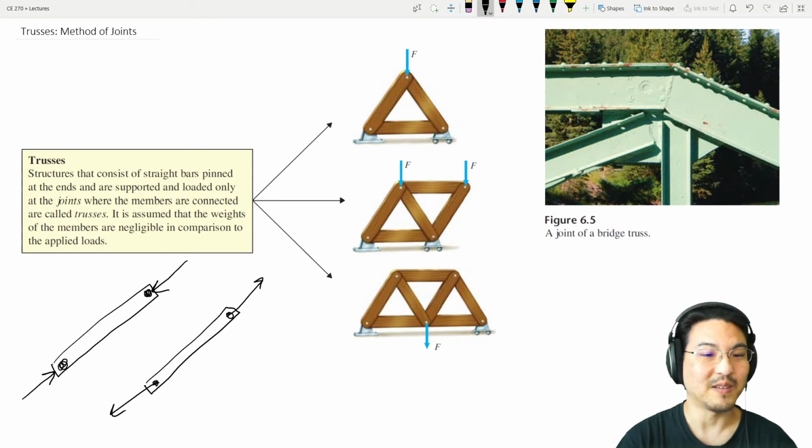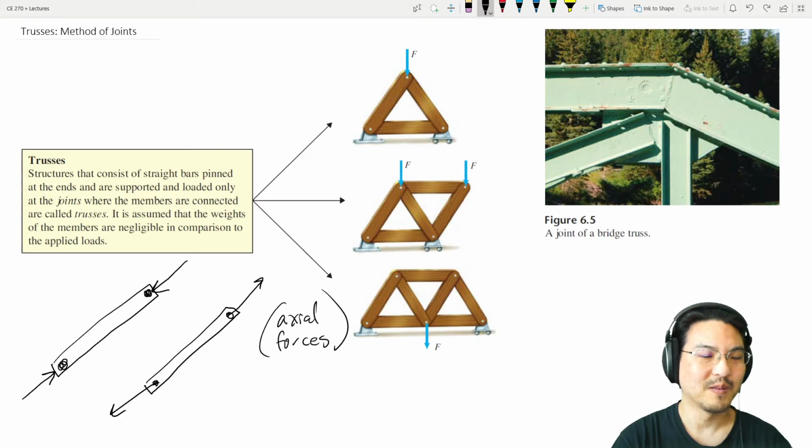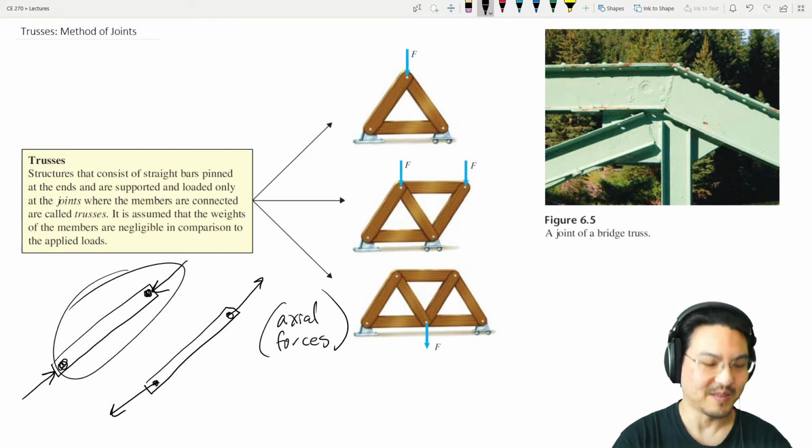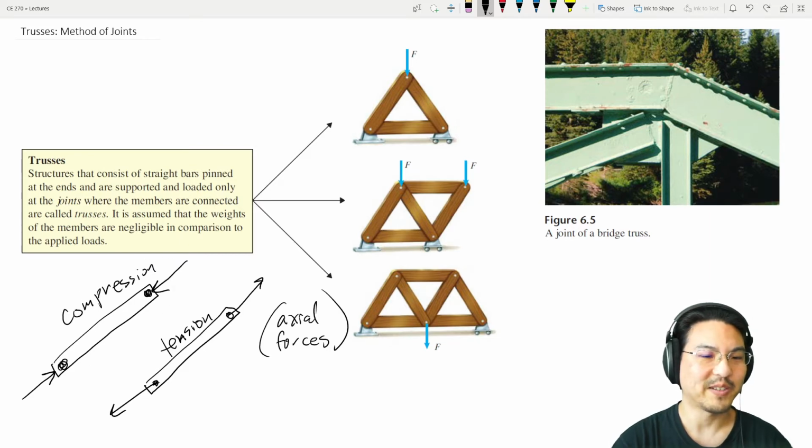Right? They have to be along the axis of that beam, which is to say that they are axial forces. Axial meaning along the axis. Okay, and then when they're toward the member, like this, it is compression, and like this, it is tension. It's like smashing it or stretching it.